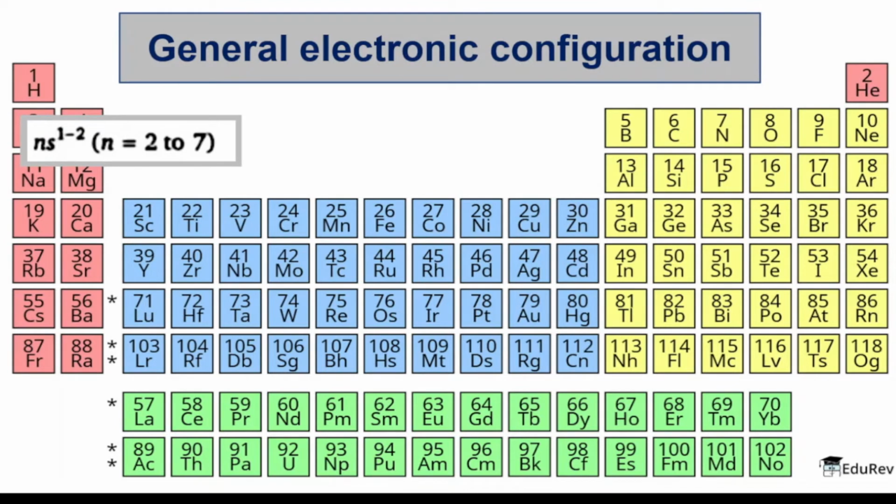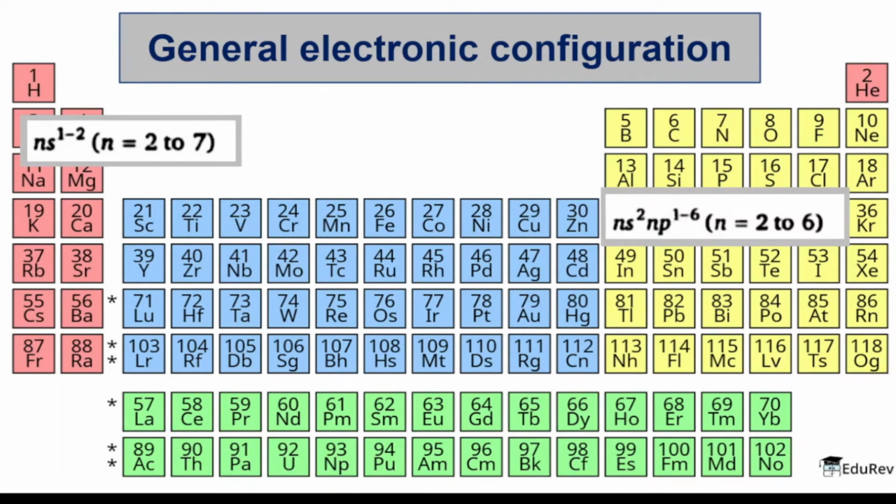In case two electrons go, it belongs to the second group. Talking about the p block, here the general configuration is ns2 np 1 to 6. Here the last electron goes into the p subshell. If only one electron goes, it belongs to group 13. If only two electrons go, it belongs to group 14, and so on.